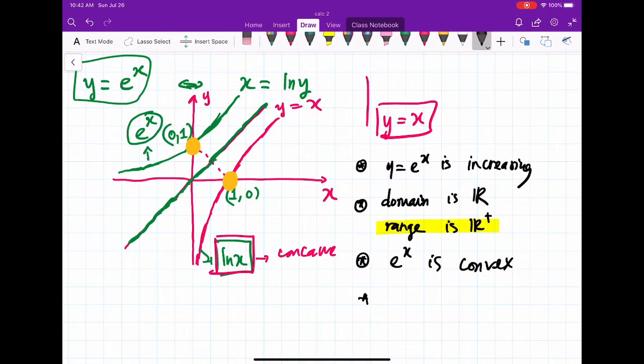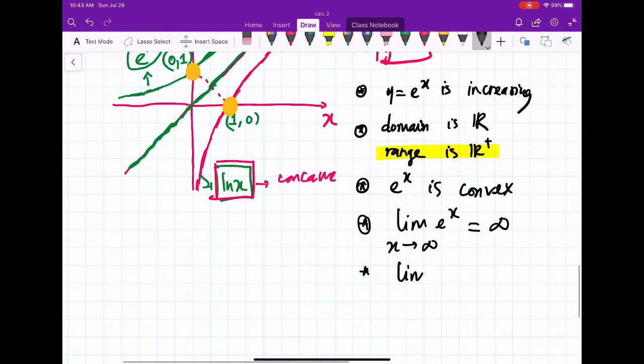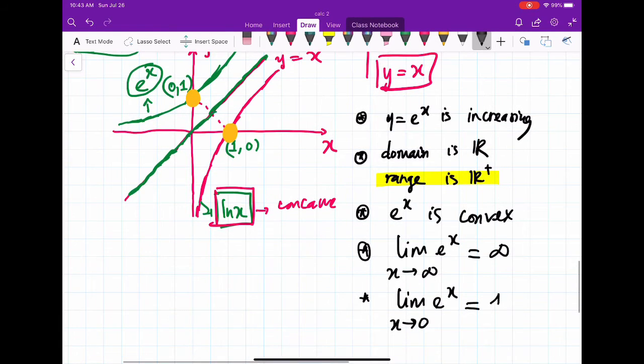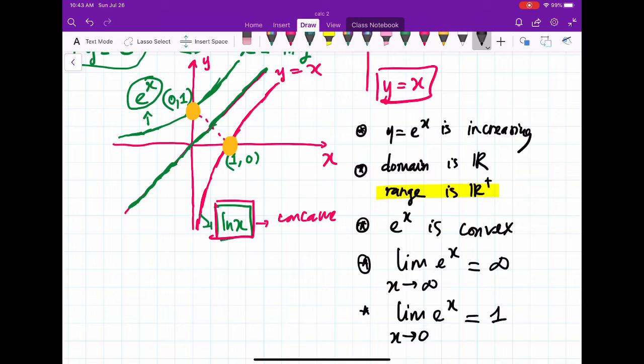And from here you can see the limit of e to the x when x approaches infinity is equal to infinity. And the limit of e to the x when x goes to 0 is equal to 1. That is obvious, because the graph passes through this point. So let me erase this. Let's consider the limit of this function at negative infinity, so that is 0.